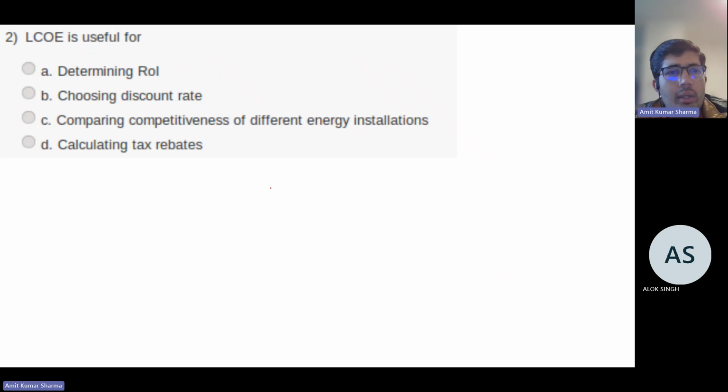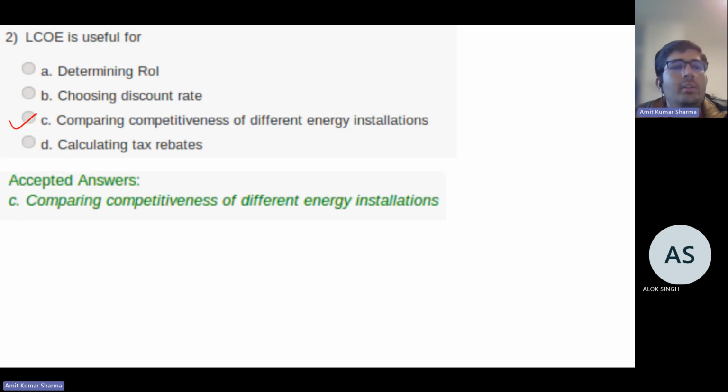Levelized cost of electricity, LCOE, is useful for determining the rate of investment, choosing discount rate, comparing competitiveness of different energy installations, and calculating tax rebates. We have covered this question, sir. Option C, comparing competitiveness of different energy installations. Yes, we have already covered it today, so the correct answer is option C, competitiveness of different energy installations.